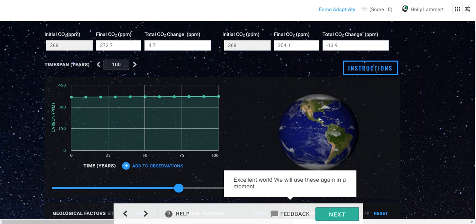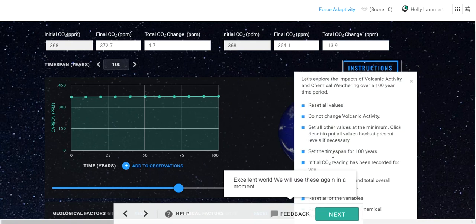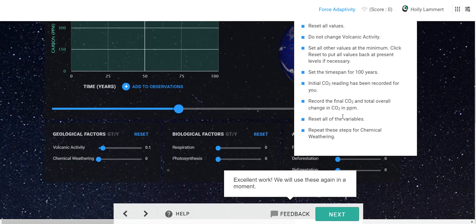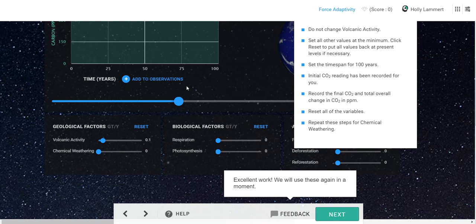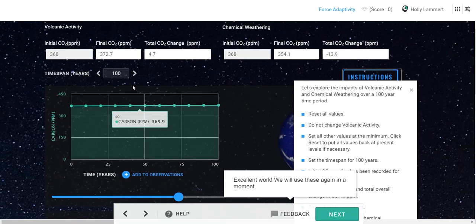All right, kiddos, so here's what we have to do. Read the instructions. You're resetting all values. Do not change that volcanic activity. Okay, so basically what we're trying to figure out is what will happen if the volcanic activity is the only thing that's at play here in this whole ecosystem. So set everything else to 0, and then even the chemical weathering, and then measure out 100 years. What do you predict to happen?